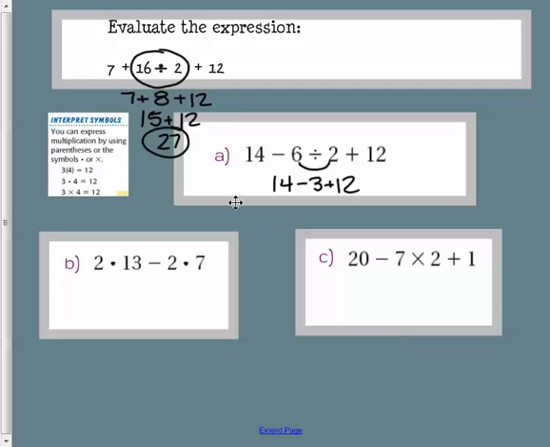The first step is division. So 14 minus 3 plus 12. So 14 minus 3 is 11. Add the 12, and I get a total of 23.